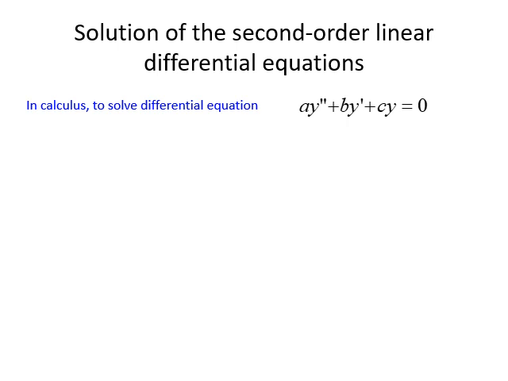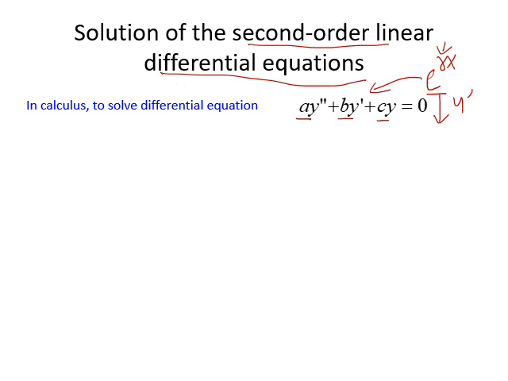A differential equation like this one, where a, b, c are all constants, is called a second order linear differential equation. The solution to this equation has the form e to the rx. In order to find r, we plug this into the equation, and then we can solve for r. So let's first calculate the derivative of this solution. The derivative will be r times e to the rx, and the second derivative will be r squared e to the rx.